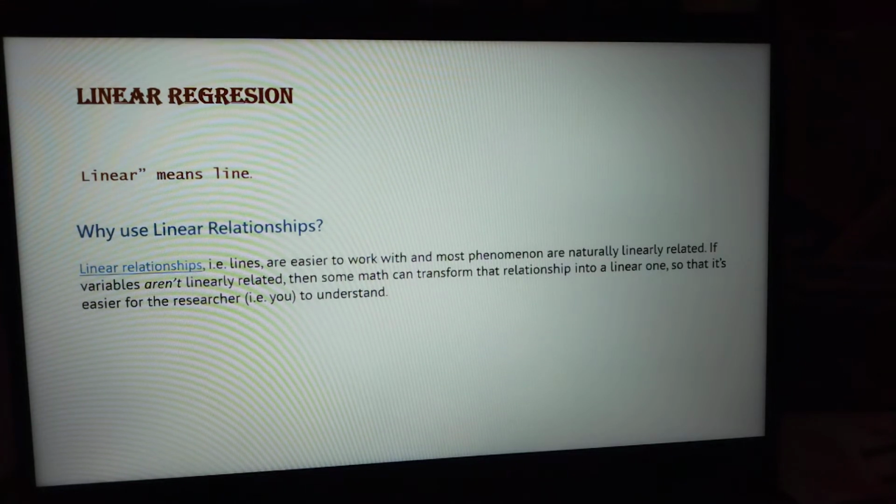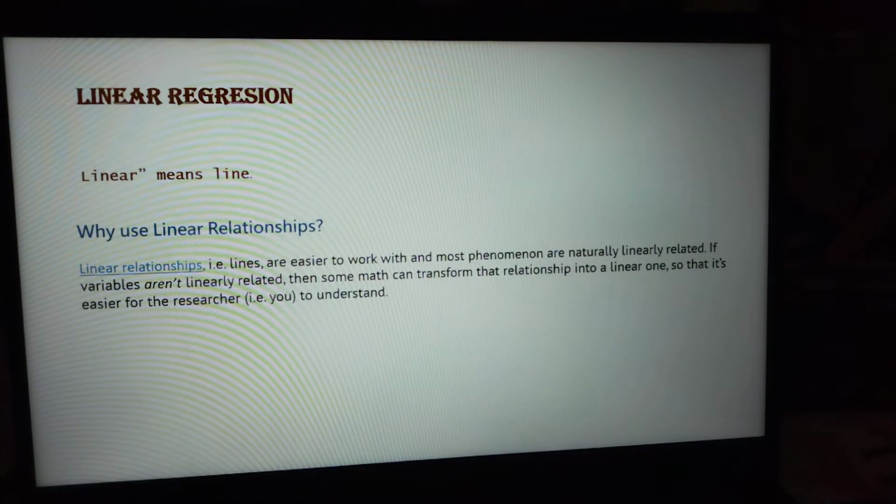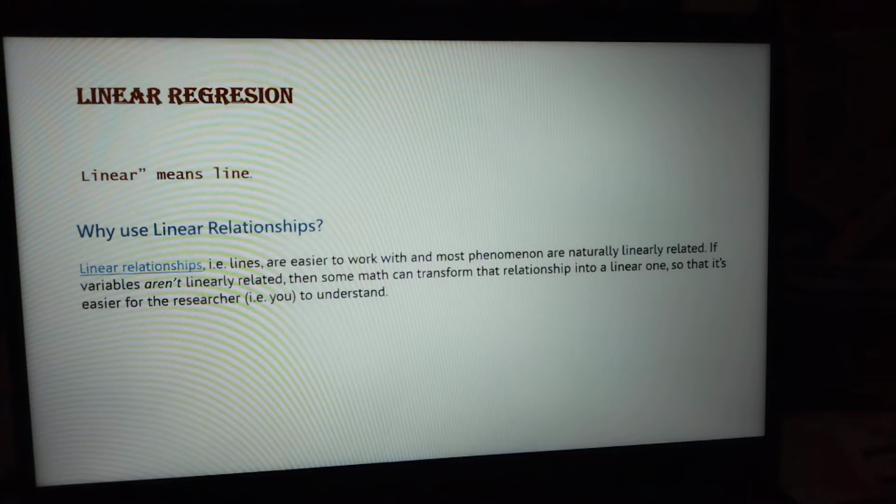So why are we going to learn about linear relationship? Because lines are easier to work with. Lines are easier to understand. And in some cases, if variables are not linearly related, what do researchers or scientists do? They use mathematical formulas, mathematical tools or statistical equations to make the variables linearly related so that it is easier to understand.